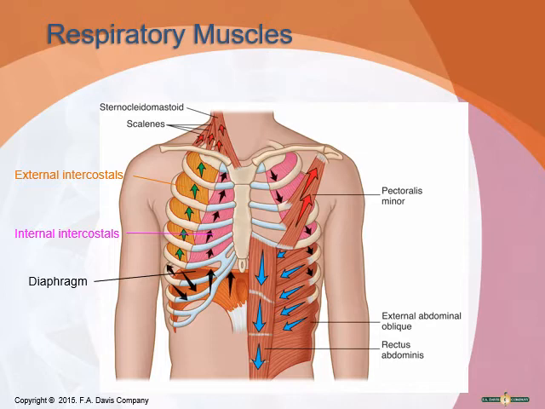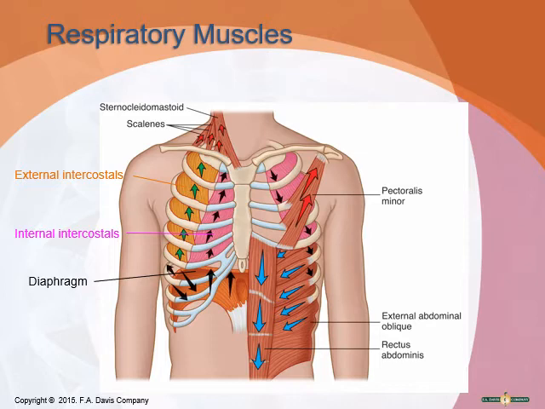Now for expiration, instead of other muscles contracting and pulling everything back down, the diaphragm and the intercostal muscles just relax. And they go back to their original position, and the thoracic cavity reduces in size. Now this is all for normal, peaceful breathing, the breathing we're doing when we're at rest.